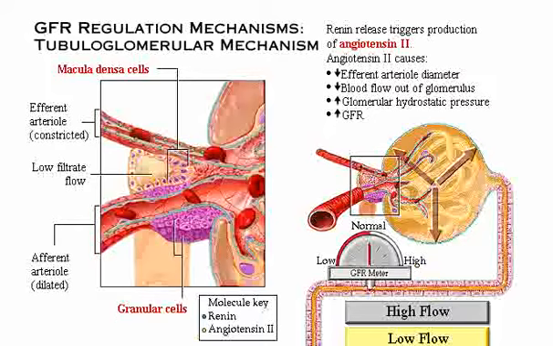Angiotensin II also stimulates the release of the hormone aldosterone. The effects of aldosterone in the kidney will be discussed in the late filtrate processing topic of this module.